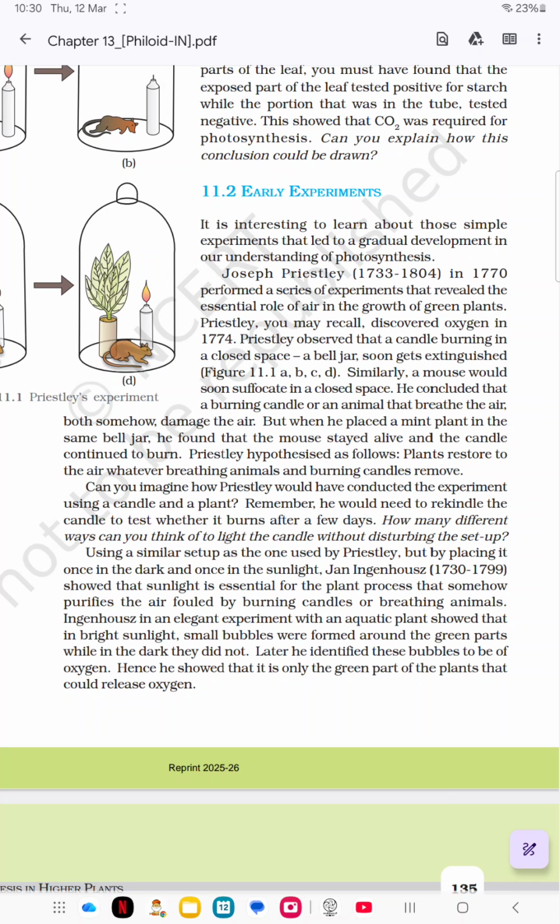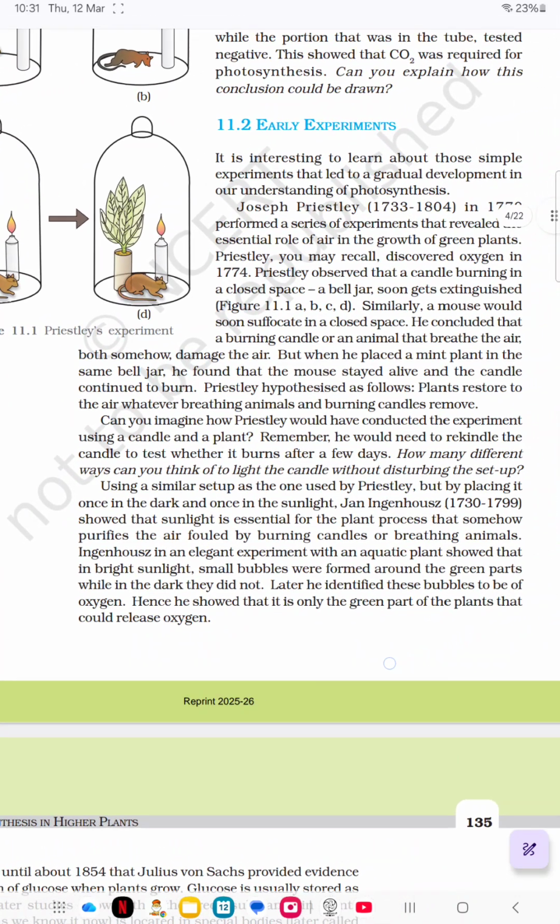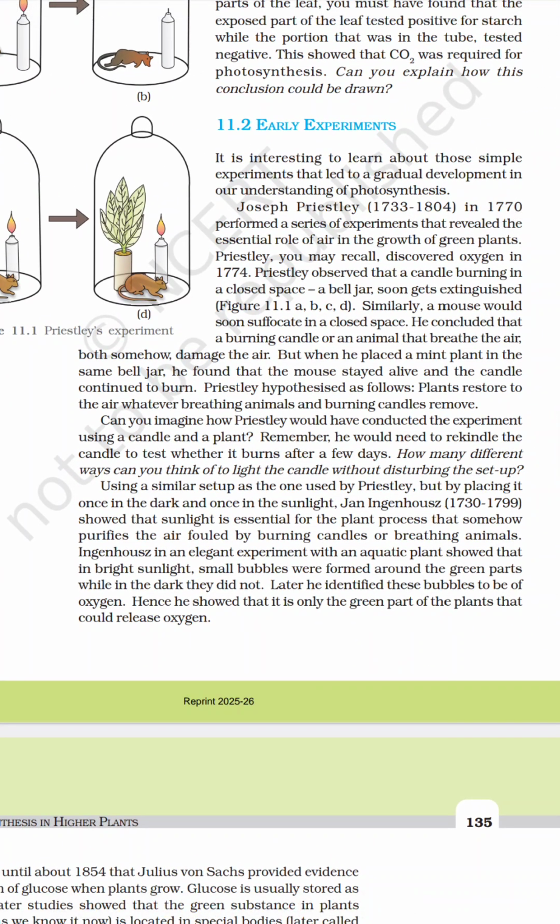Using a similar setup, once in a dark room and once in sunlight, Jan Ingenhousz showed that sunlight is essential for the plant process that somehow purifies the air fouled by burning candles or breathing animals. Elegant experiments with aquatic plants showed that in bright light, small bubbles are formed around the green parts, while in the dark they do not.